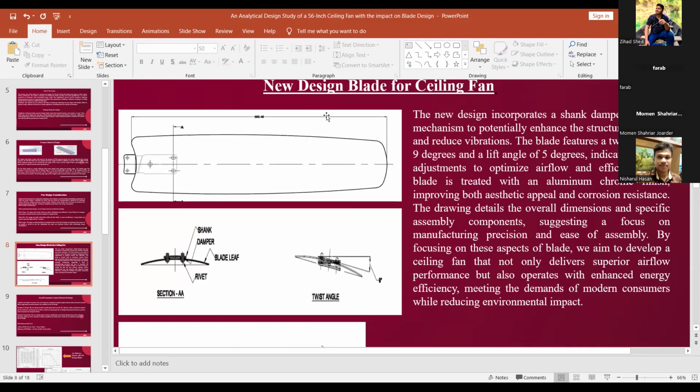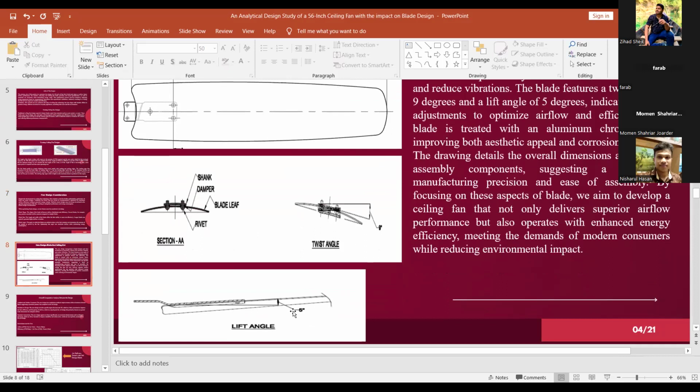So here you can see the new ceiling fan design, where our twisting angle is 9 degrees and the lift angle we have made 5 degrees. Before, the twisting angle was 7 degrees in the previous design, and the lift angle was only 3 degrees. So here we have changed that. By focusing on these aspects of the blade, we aim to develop a ceiling fan that not only delivers superior airflow performance but also operates with enhanced energy efficiency, meeting the demands of modern consumers while reducing the environmental impact.